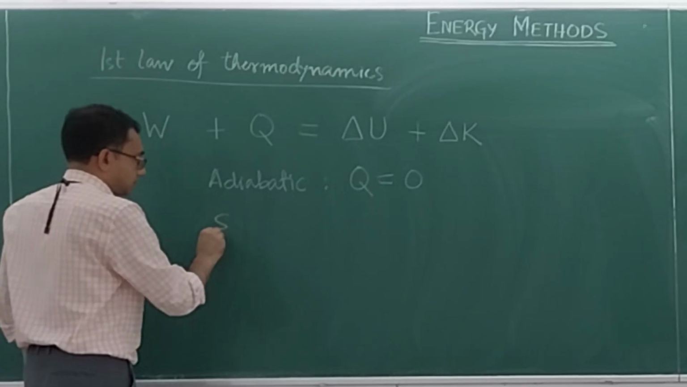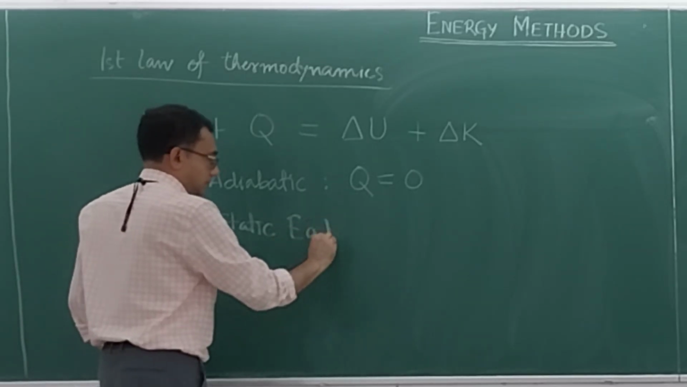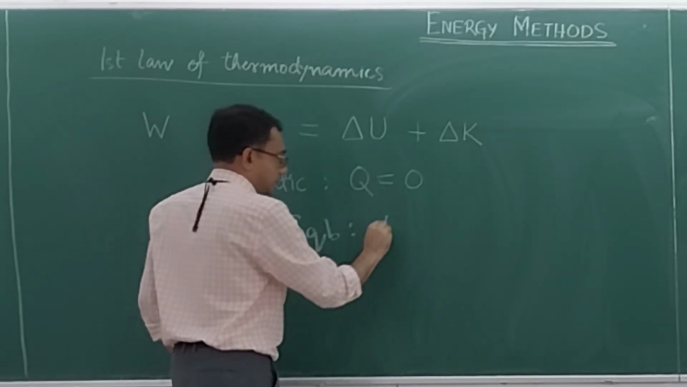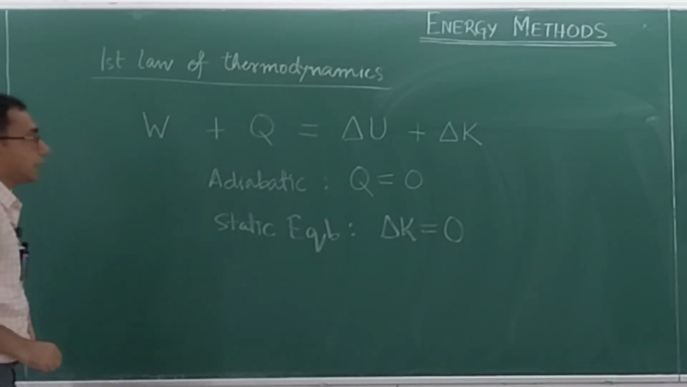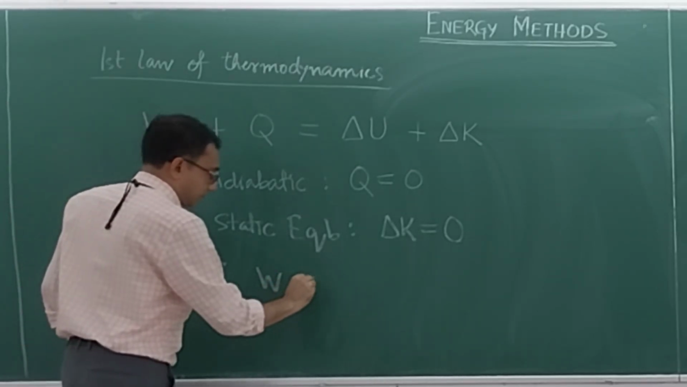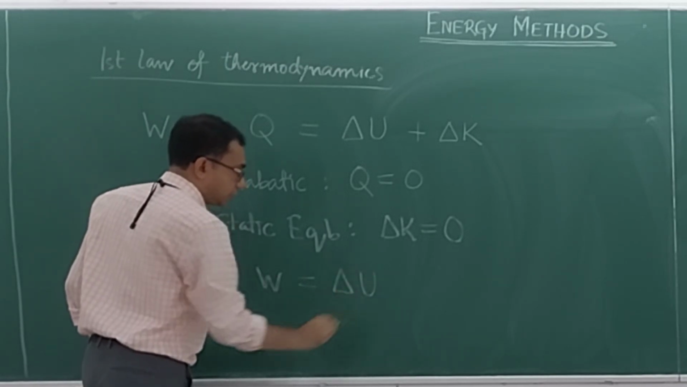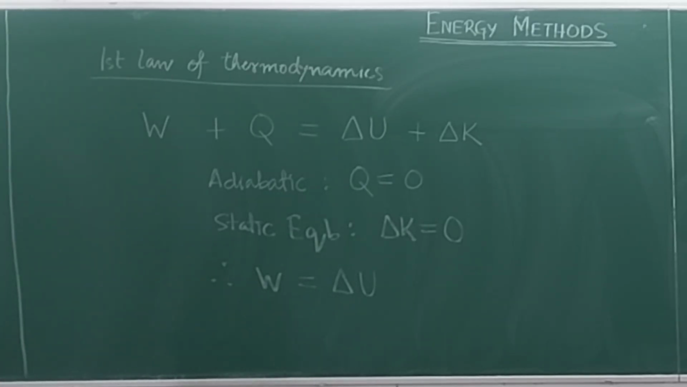So what we end up with is W is equal to delta U. So the work that we input, the work done on the system, will result in a change in the internal energy. That's it. That's what we are going to work with.